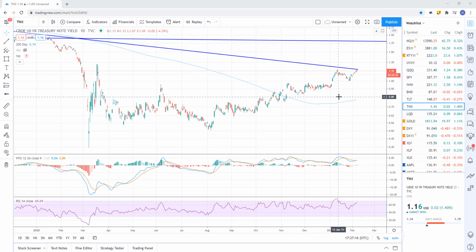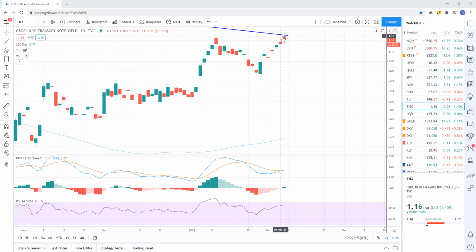So watch that. These interest rates are important to note. And TNX is right there at resistance. So we'll see what plays out on that one.